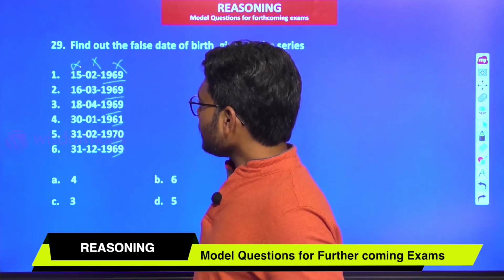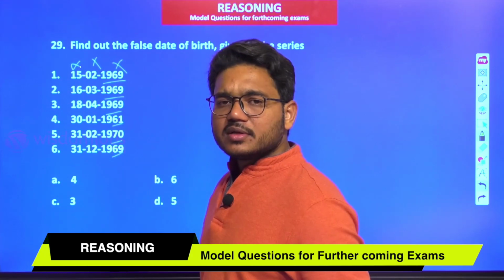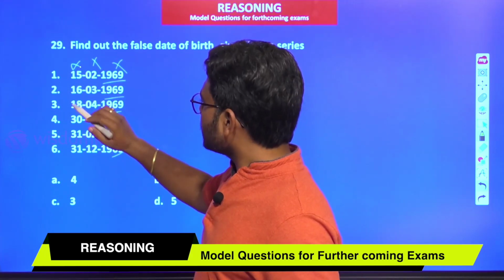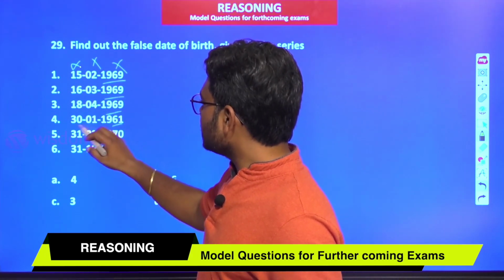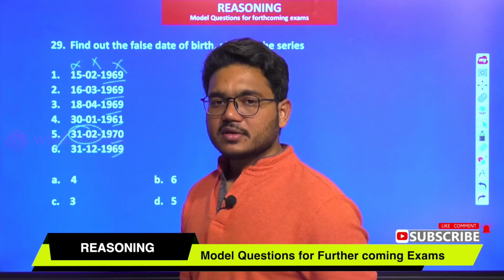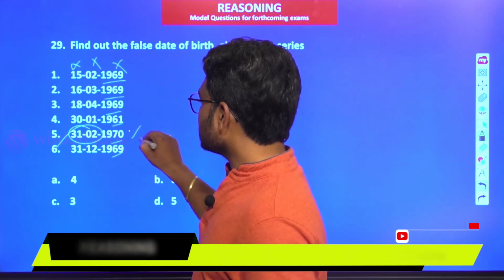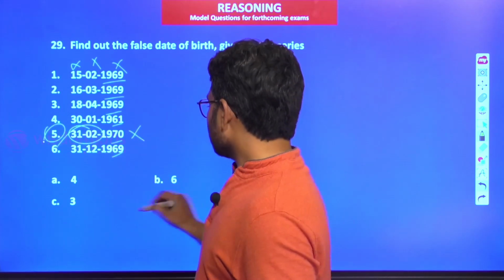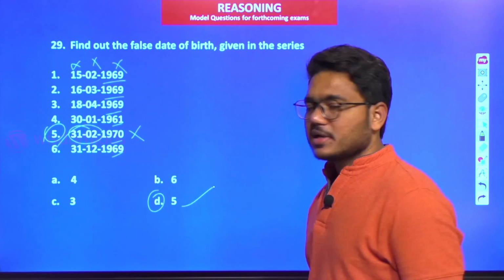But now identify the month to this relation. 15th February okay, 16th March okay, 18th this one okay, 31st February. So we cannot find 31st February, so this is our option. So where it is given, 5 is our answer.